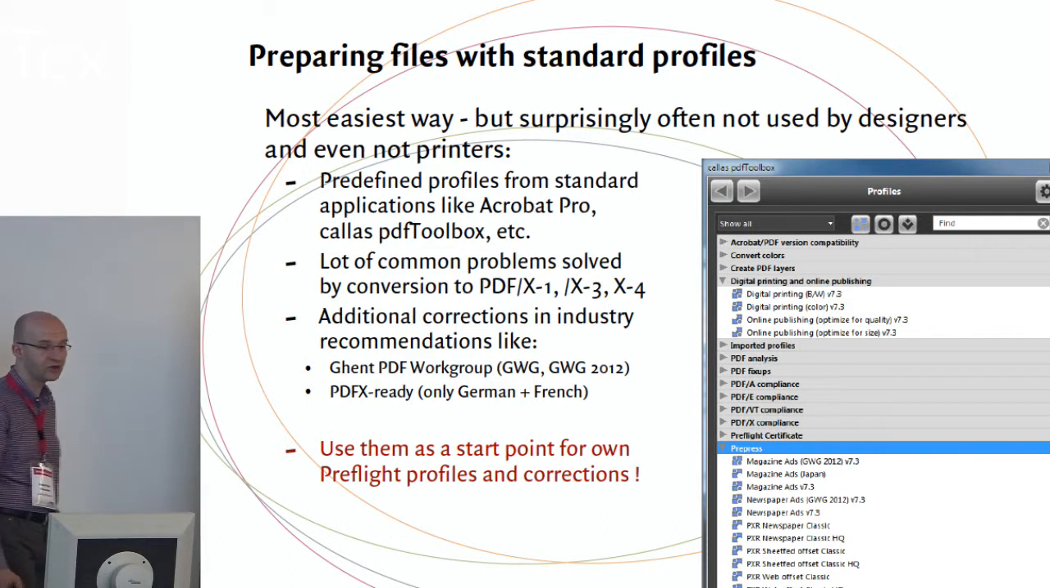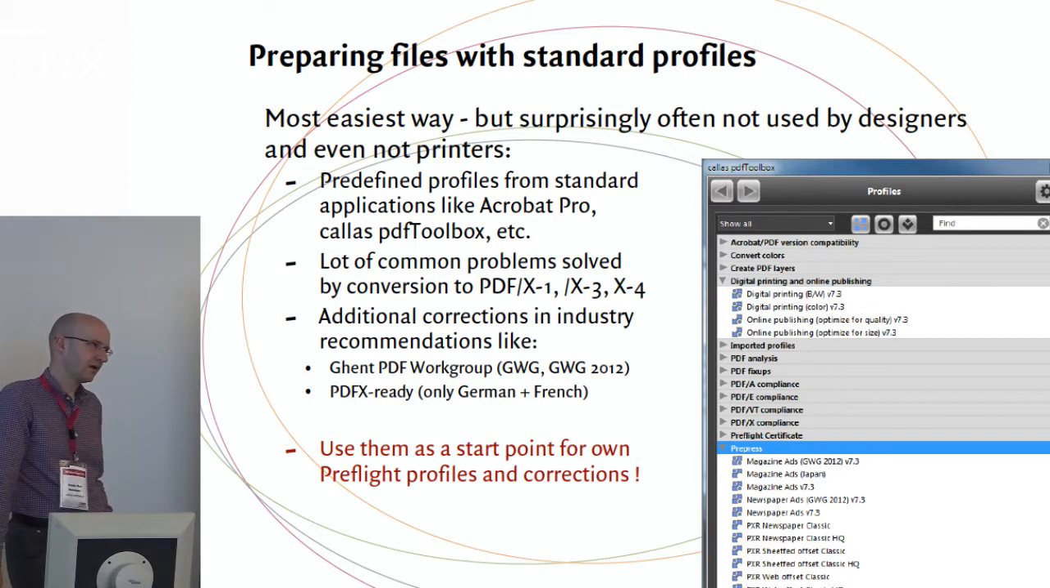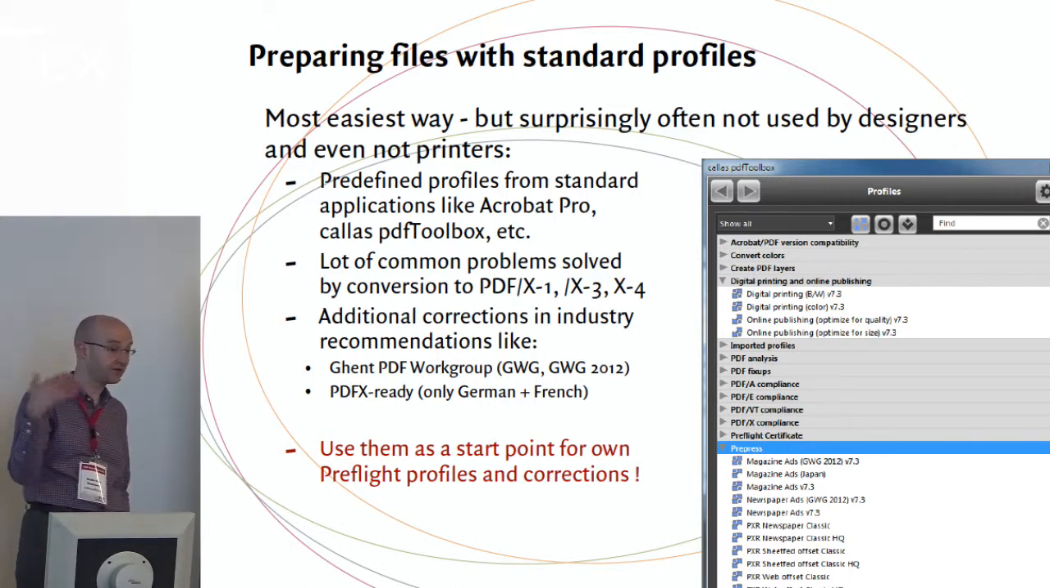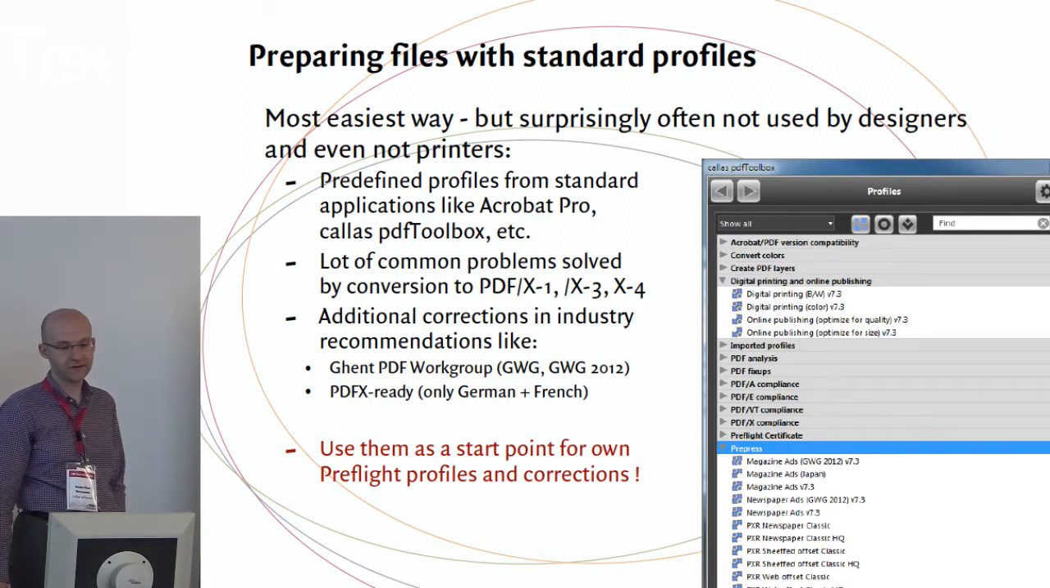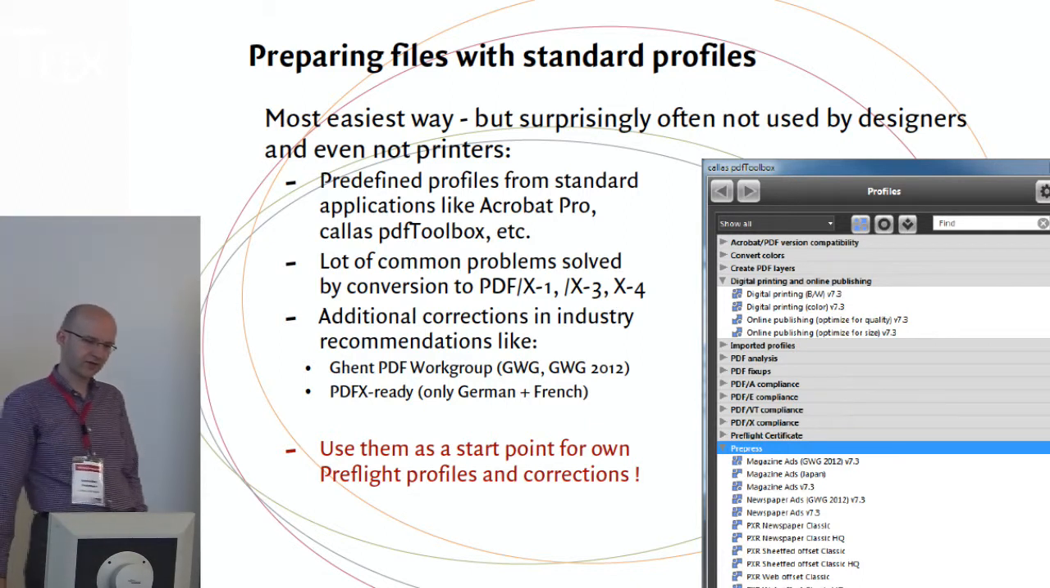And add, enrich them, I would like to say, with additional corrections from industry recommendations. Don't start with a white piece of paper. There are so many nice inputs, like from the PDF workbook GWG, which made a lot of interesting ideas and corrections and additional checks to the PDF/X-1 or X-4 standard, with the newer GWG 2012 specification, where they have added a lot of interesting checks for thin lines, for text, for all the problems which can occur in printing.